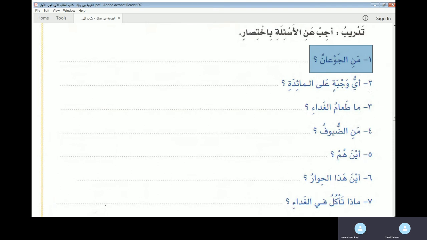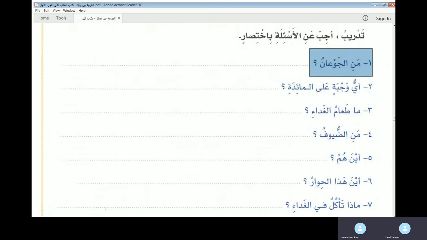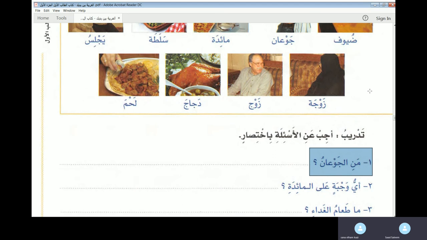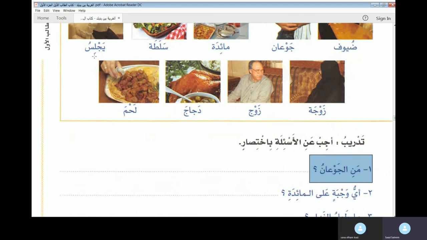So here for lahma, we should say lahma, not lahmu. They are just copying it from the lesson. Usually we should say lahmun, dajajun, zawjun, zawjatun.